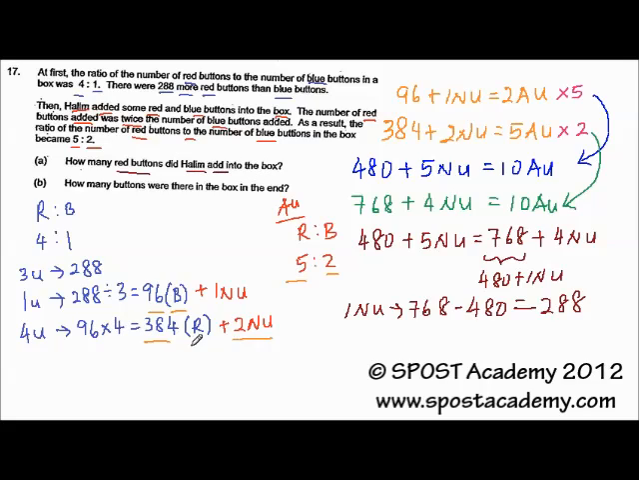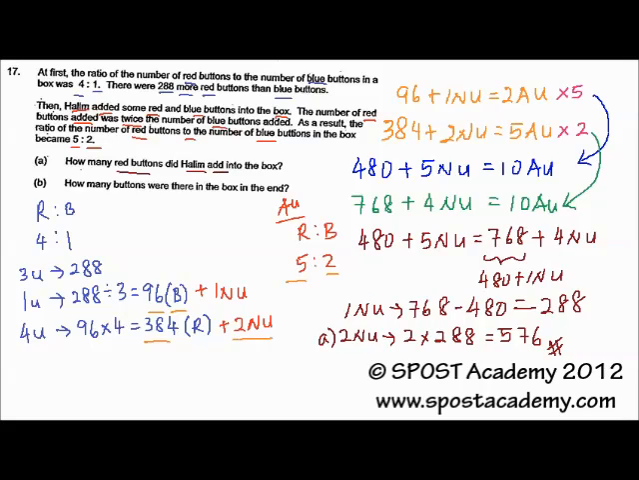So the question is asking how many red buttons did Halim add into the box. So for the red buttons, we added a total of 2 new units. So we need to find 2 new units, which would be 2 times 288, and we'll get 576. So this is the answer for part A.